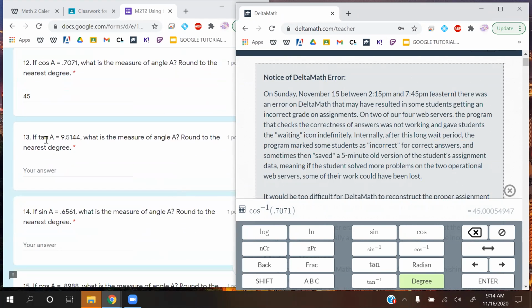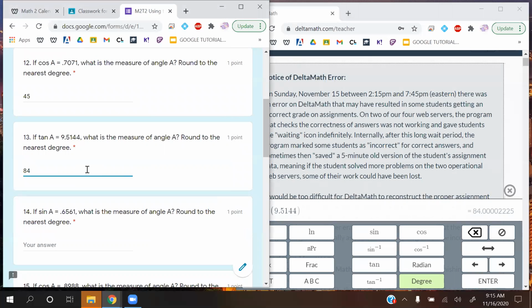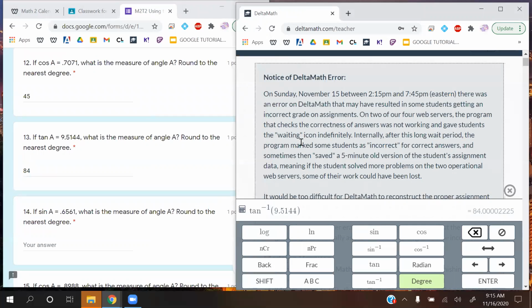Okay, so next one is if tangent A is that amount, what is the measure of angle A? Same thing, except instead of sine inverse or cosine inverse, this time we just want tangent inverse, which is this button with a tangent with a -1 on it. So tangent inverse of 9.5144, and that gives us 84 degrees because we're rounding it to the nearest degree. So over here, 84. Any questions on that?